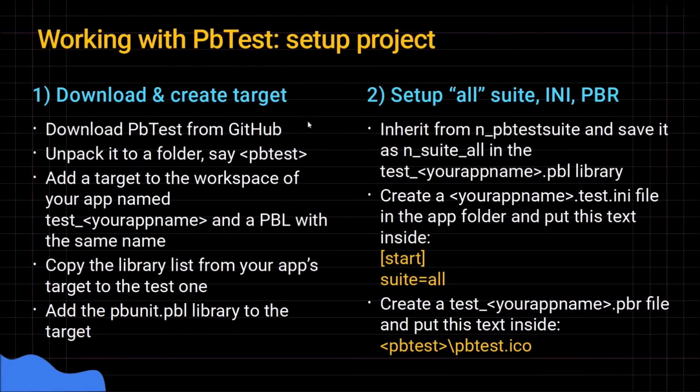So let's see how to use PbTest. First of all, we have to download and unpack it. We then need to create a unit testing target for our application and put it in a test PBL. Next, we put all the PBLs of the real app in the library list of the new target. And of course, we put also the pbunit.pbl library, which is the library that contains the framework.